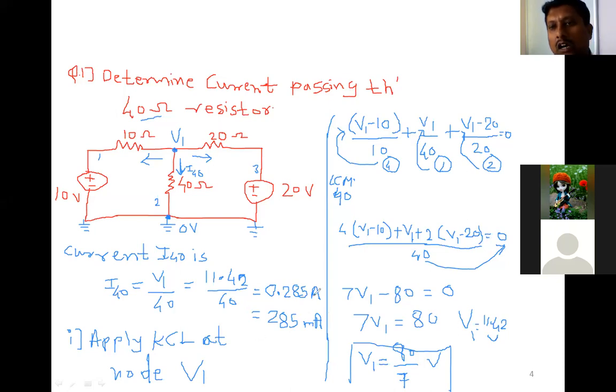So this is how to apply the nodal analysis. What is the use of this nodal analysis? It means we can find out the current passing through any element or voltage across any element. Now suppose the question is like this: find out or determine the voltage across 20 ohm by using nodal analysis.